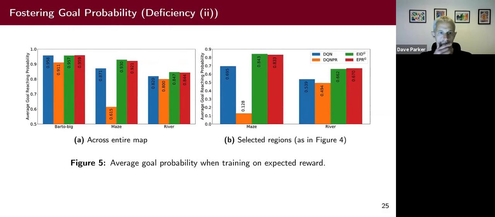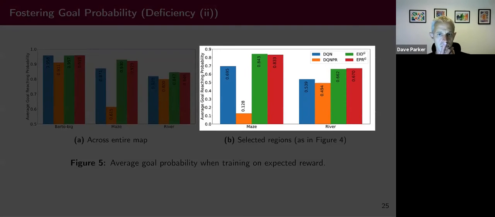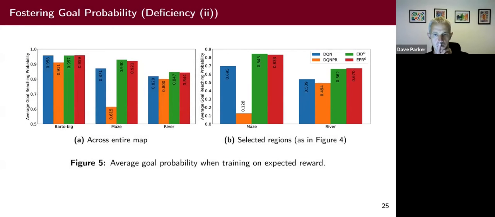This becomes even more clear when looking at the just presented interesting regions only. Note that EIDG and EPRG both outperform DQN and DQNPR, but we cannot clearly conclude which of our both new methods is better.